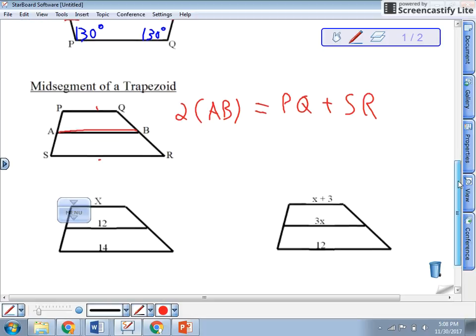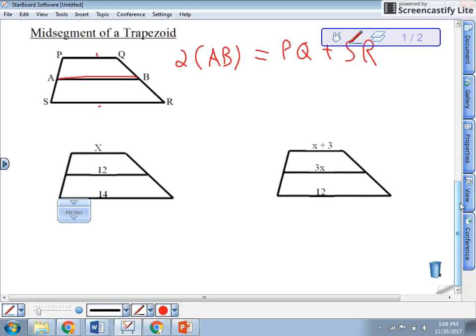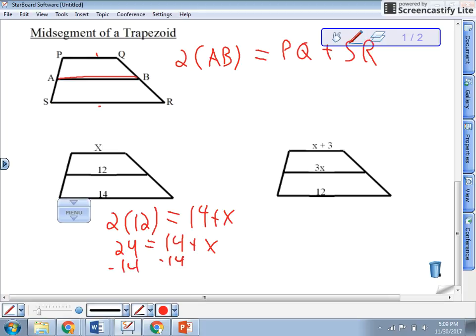So how are we going to solve these problems? Well, here's a mid-segment. We know that two of those, so I'm going to say 2 times 12 is going to equal 14 plus x. So that's going to be 2 times 12 is 24, equals 14 plus x. Subtract 14 from each side. So then I know that x is going to equal 24 minus 14, which is 10. There's my answer here.